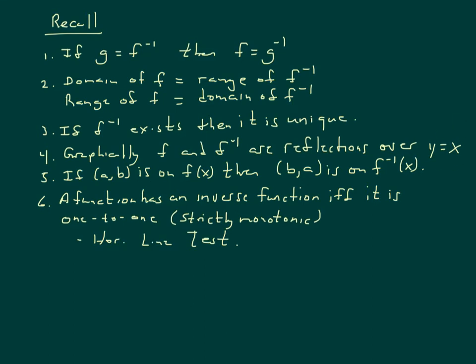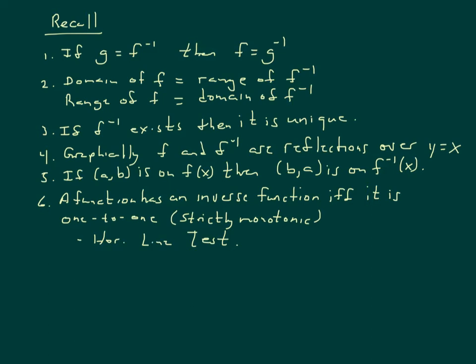And then a function has an inverse function if and only if it is 1-to-1. The other term that we have for that is strictly monotonic. In both cases, a function is 1-to-1. If it's a continuous function that's 1-to-1, it's going to be always increasing or always decreasing. Strictly monotonic, that's what that means. It's always increasing or always decreasing.